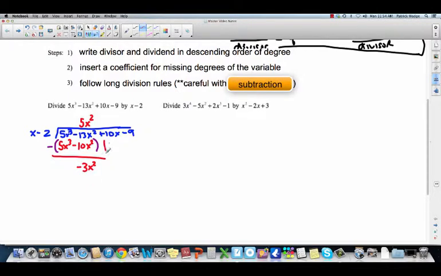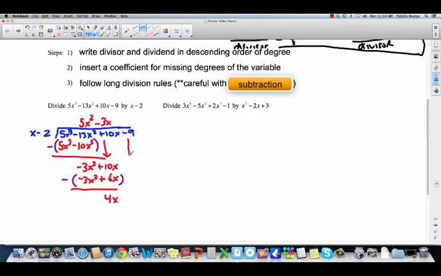What's the next step in long division? We bring down the next term. So we bring down plus 10x. And we redo the whole thing. Now we ask ourselves, what do I have to multiply x by to get negative 3x squared? I need to multiply by negative 3x. Negative 3x times x is negative 3x squared. Negative 3x times negative 2 is plus 6x. Now I'm going to subtract. But remember, I'm subtracting the whole amount. So I have negative 3x squared, take away negative 3x squared, which means plus, it's 0. That worked. 10x take away positive 6x, it was just 10 minus 6, is 4x.